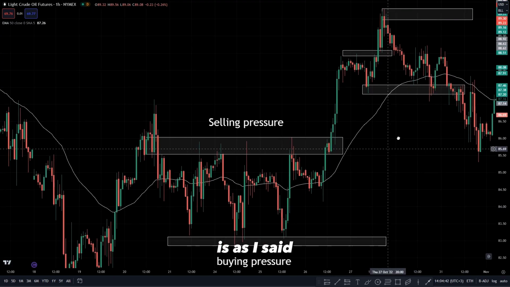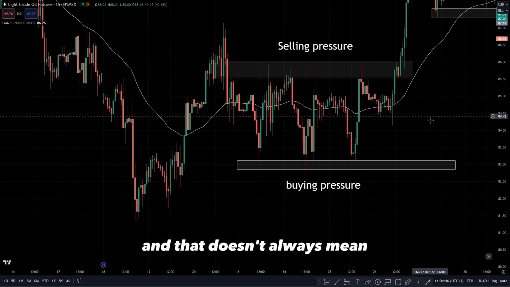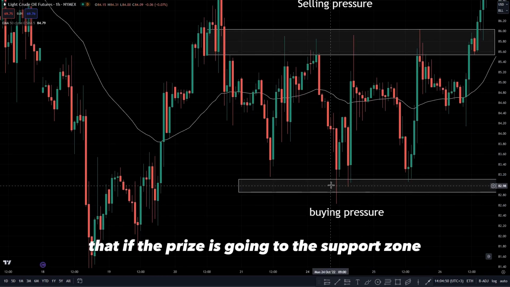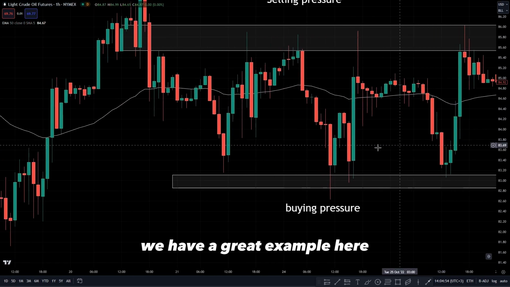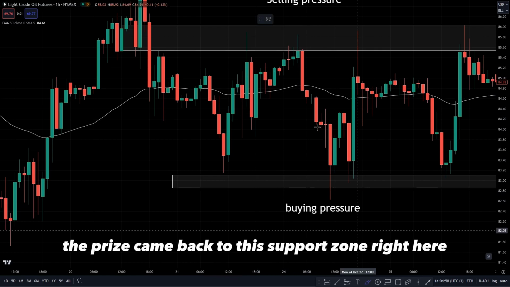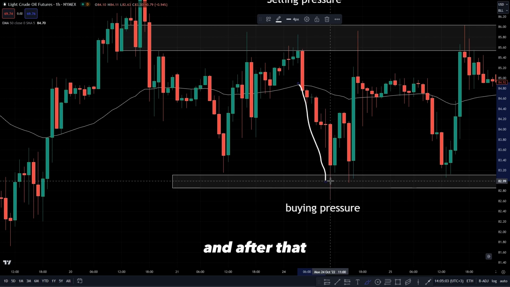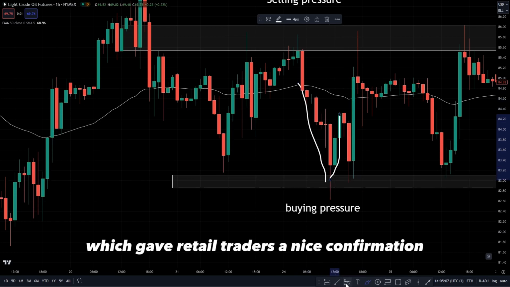As I said, there are a bunch of orders on them, and that doesn't always mean that if the price is going to the support zone, it is going up. For example, we have a great example here. The price came back to this support zone right here, and after that, we can see a nice spike in the price, which gave retail traders a nice confirmation.